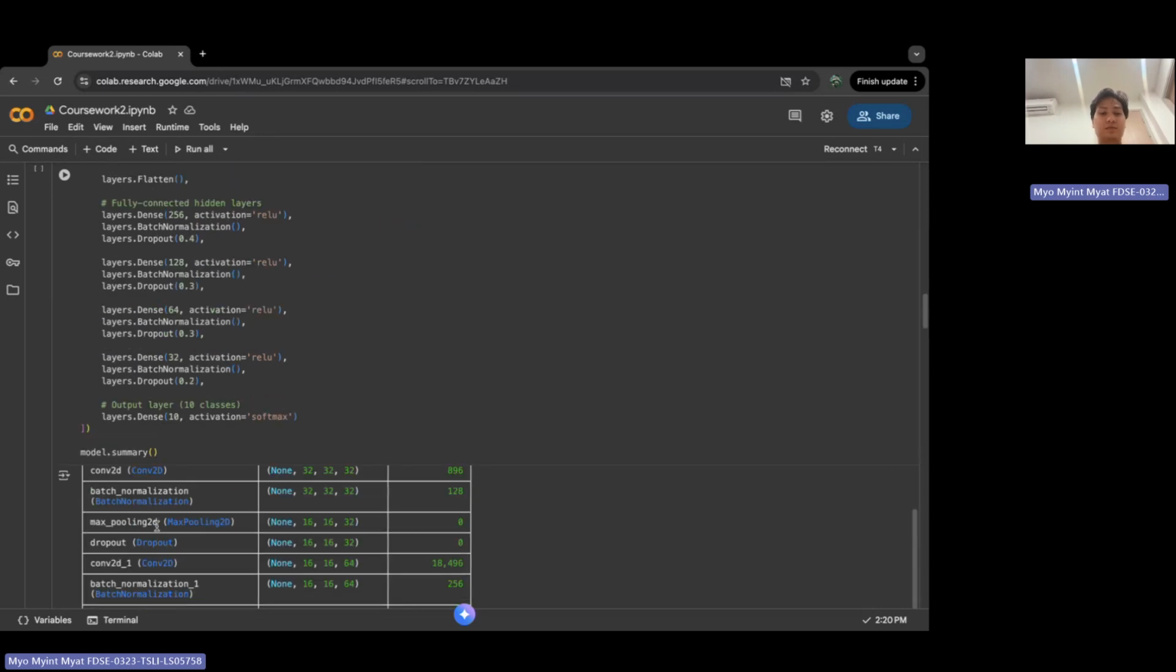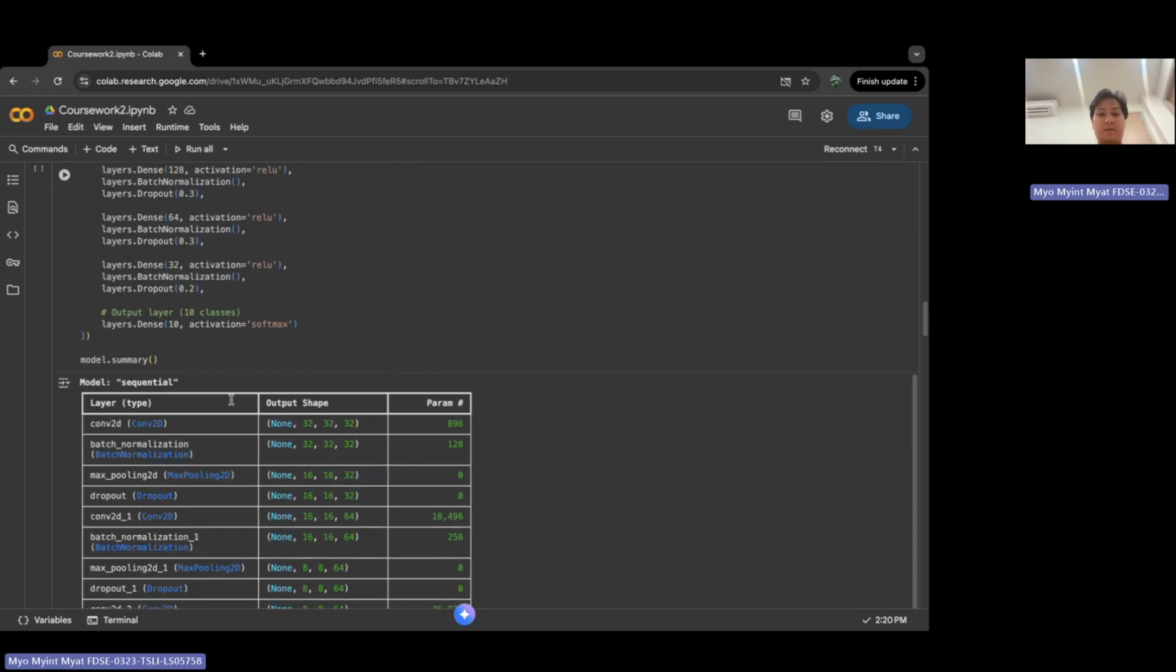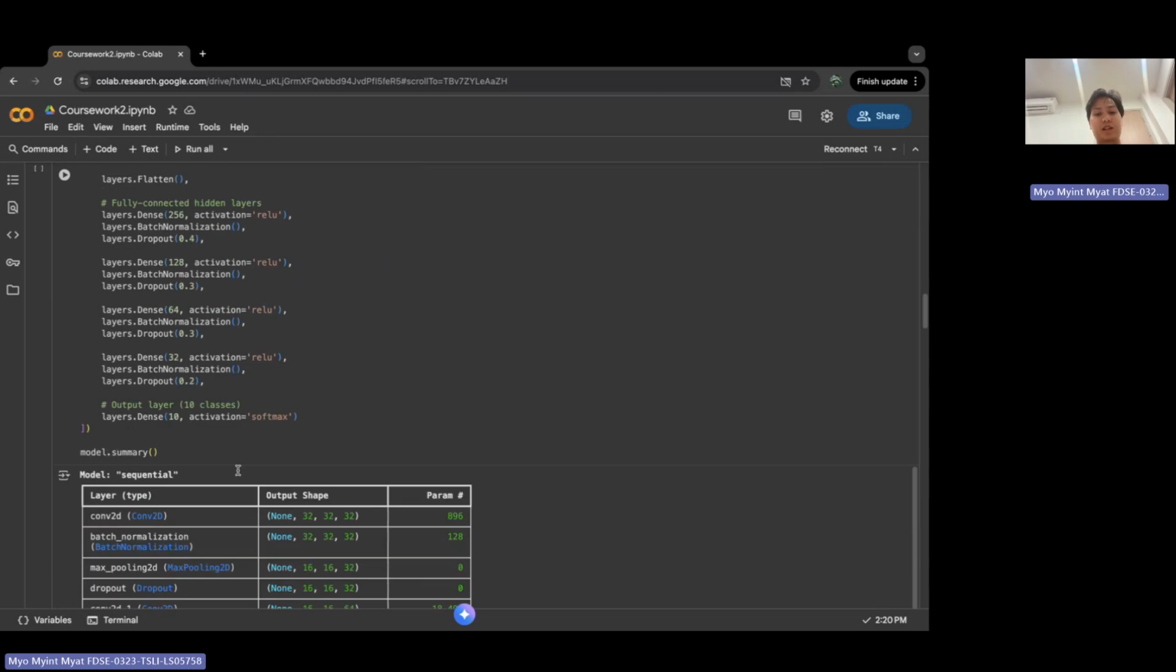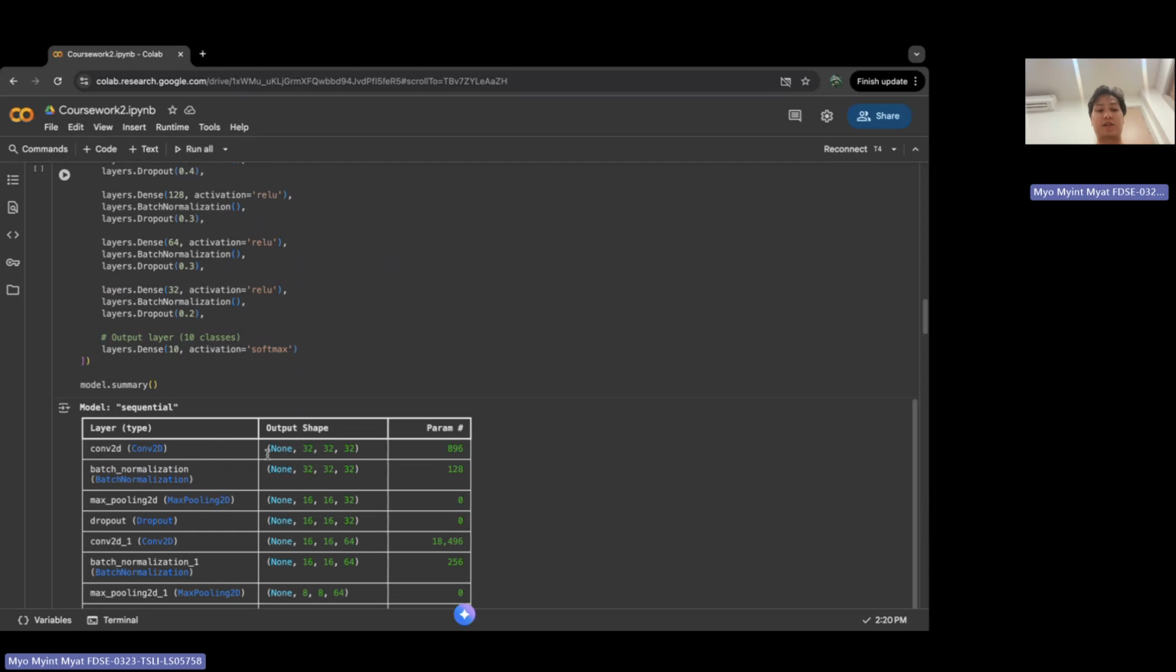After that, the convolutional output is flattened and passed to a stack of fully connected dense layers. These hidden layers allow the model to learn more abstract and class-specific representations. Each dense layer also has batch normalization and dropout to further stabilize training and improve generalization. The output layer uses the softmax activation, which generates a probability value for each of the 10 CIFAR-10 classes.